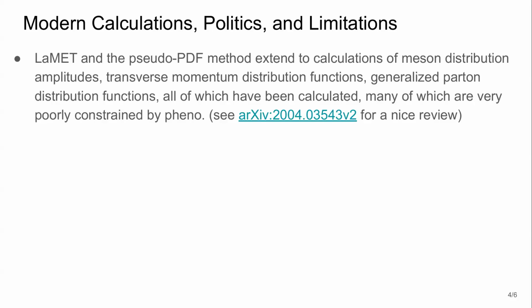So the most modern calculations for LaMET and the pseudo-PDF method extend to meson distribution amplitudes, transverse momentum distribution functions, and generalized parton distribution functions. All of these have been calculated on the lattice, and we have the perturbative matching for them. Many of these are not very well constrained by phenomenological studies, so in some of these cases, lattice is getting ahead of the data. We're waiting for the EIC and such so we can see if we're right.